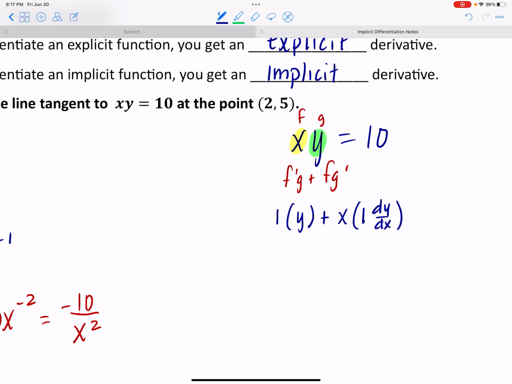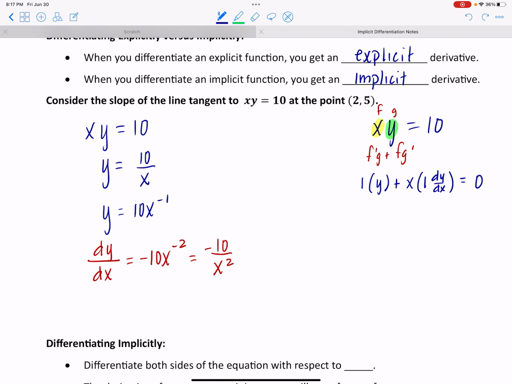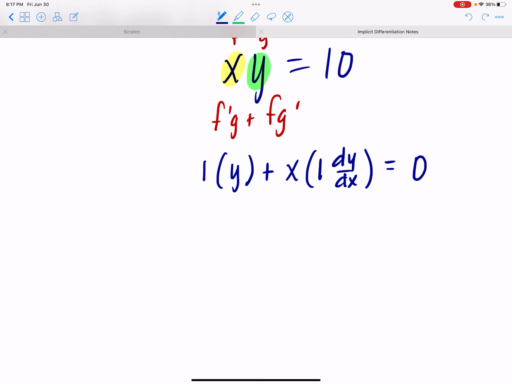Okay, and then equal to, on the other side, we're going to differentiate the constant here, and the derivative of the constant is just going to be 0. So now if I want to actually solve for my derivative of y with respect to x, which is generally the goal, right, is to find our derivative dy dx, I have to do a little bit of work here.